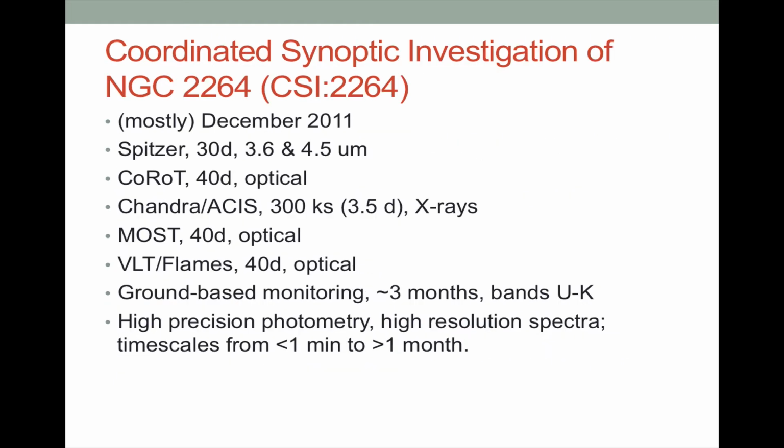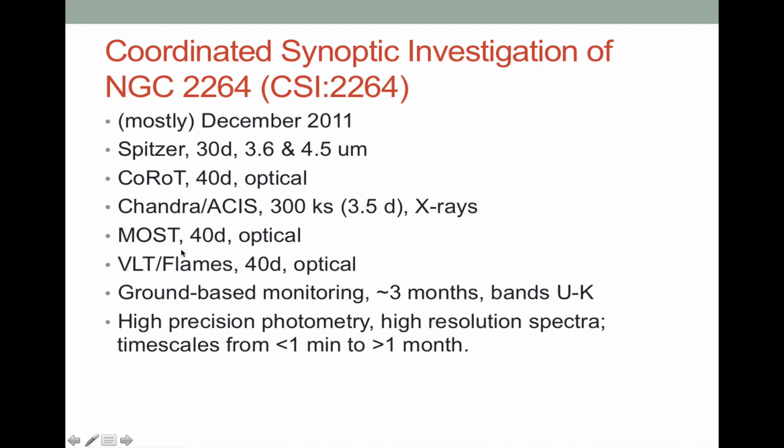So to try to answer that, we started something called the Coordinated Synoptic Investigation of NGC 2264, or CSI 2264. Note that we left room for spin-off series, CSI, maybe not New York and Miami, but CSI and other clusters. This was mostly for the month of December in 2011, when we took over all the telescopes we could get our hands on. So we had Spitzer for 30 days at 3.5 and 4.5 microns. We had Corot for 40 days in the optical from space. We had Chandra, which observed for 3.5 days in the middle there, just in X-rays.